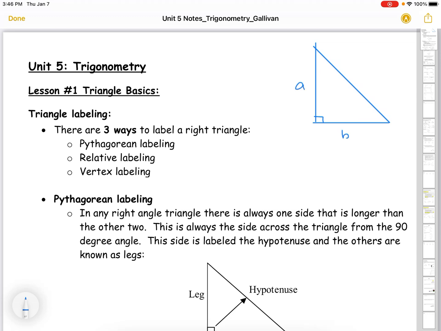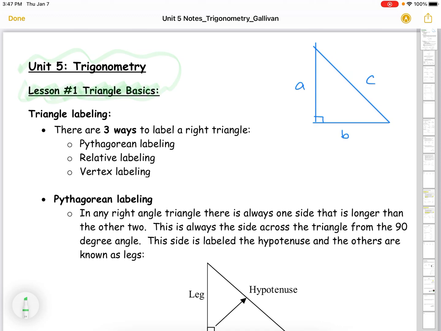This is what we're going to be talking about. We're going to talk about using trig ratios as well as the Pythagorean Theorem to help us find missing measures in a triangle. But first, we're going to do some triangle basics, okay? So we're just going to review some rules for labeling, particularly how we would label things to help us use our trig ratios and our Pythagorean theorem.